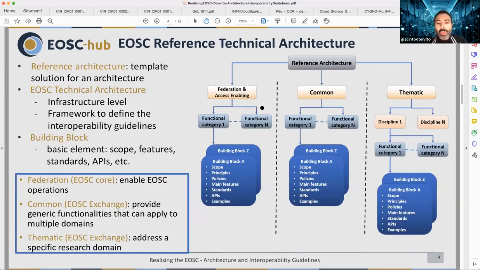In order to make this effort, we started with a very general approach to define a reference architecture. Basically, we used the approach of defining building blocks with the basic elements, a very simple definition: the scope of these building blocks, the features, the standards used, the APIs, etc. This approach is useful because we can use exactly the same approach for defining federation services, common services that are much more ready to be used, but even community-specific thematic services. And all those services can be described in the same approach, obviously providing different information.